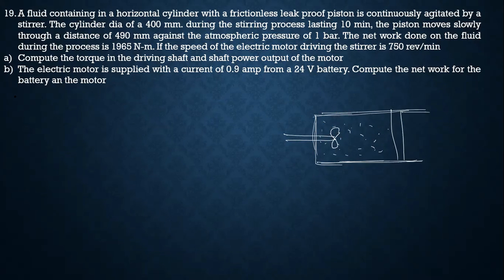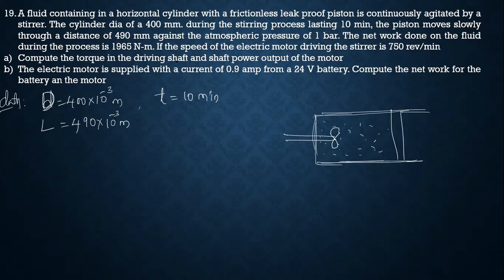The cylinder has a diameter of 400 mm. Now, what are the data given? The diameter is 400 mm, 400 into 10 to the power of minus 3 meters. During the stirring process, the time lapse is 10 minutes. That means time is given as 10 minutes. The piston moves slowly through a distance of 490 mm. That means it is the stroke. It is moving 490 into 10 to the power of minus 3 meters. The piston is moving slowly. That means the displacement of the piston is given in meters, not in volume.